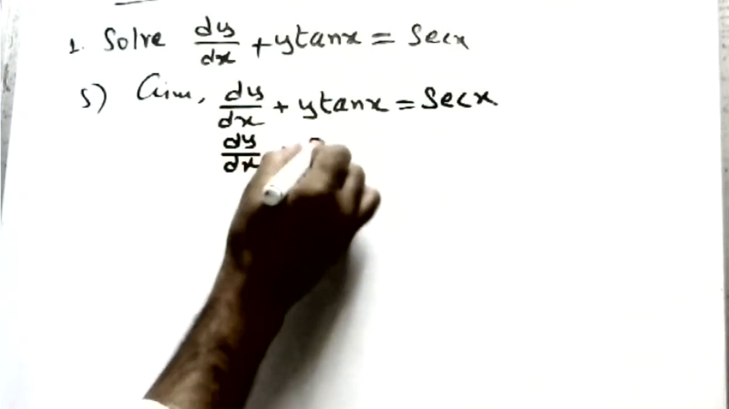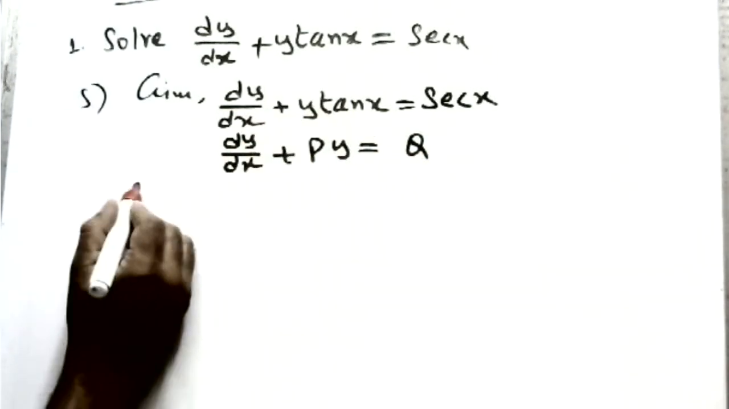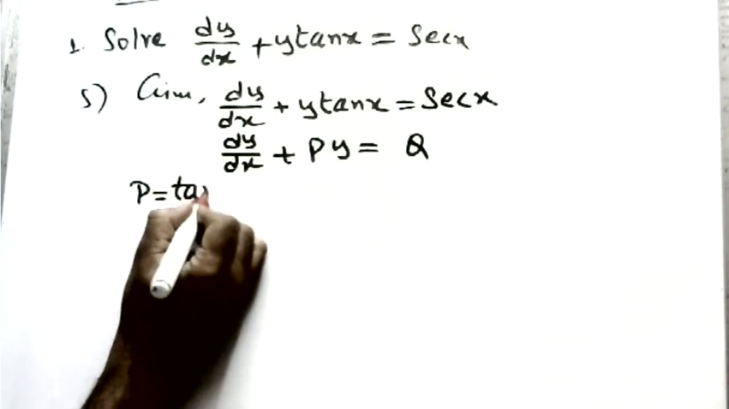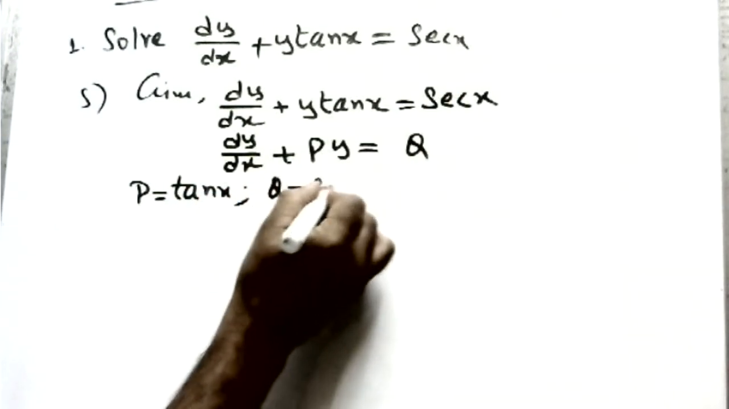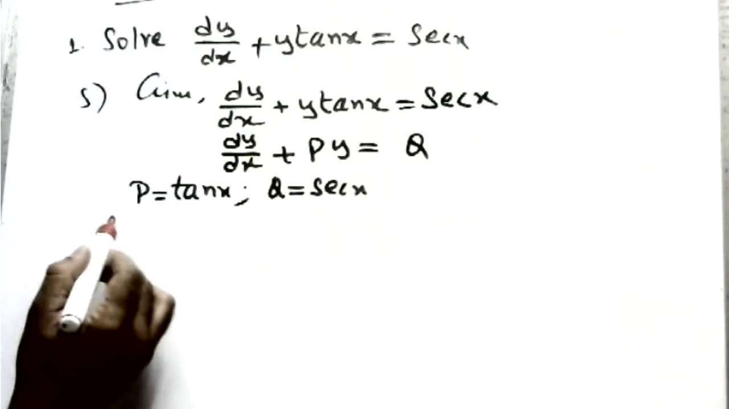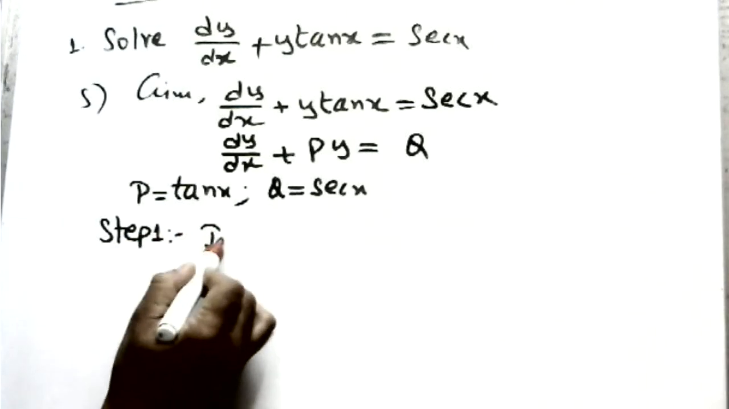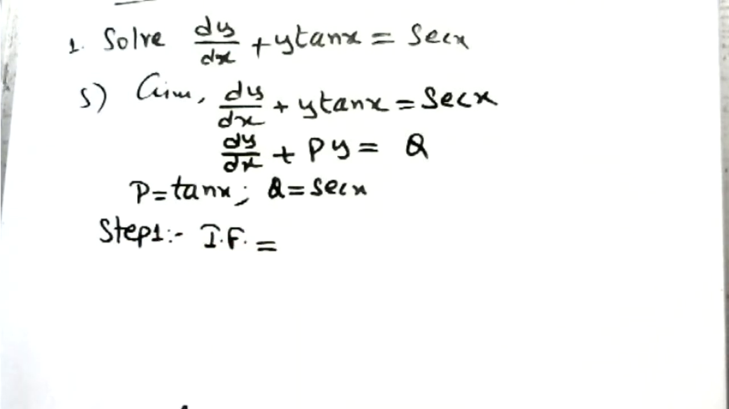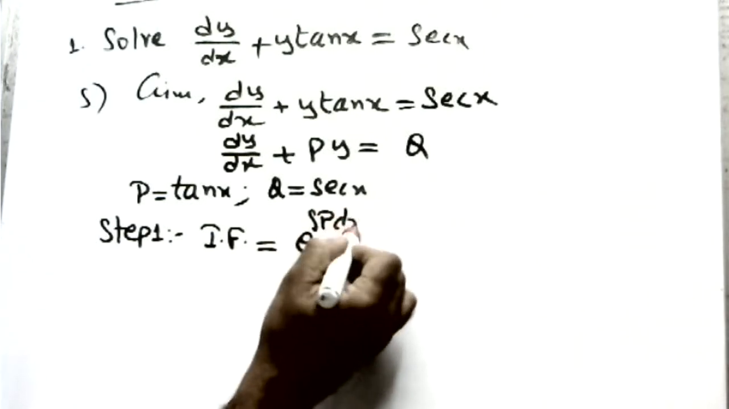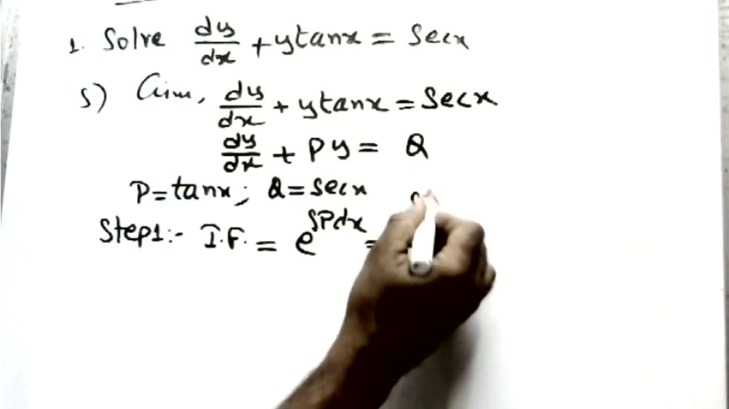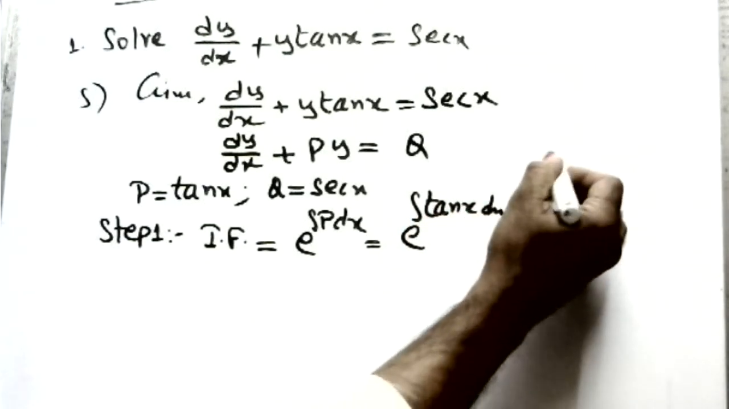First we have to compare this with the general form dy by dx plus py equals q. So p equals tan x, and the remaining part is q, q equals secant x. For this, step 1, we have to find the integral factor. The formula of integral factor is e to the power of integration p dx, so e to the power of integration tan x dx.